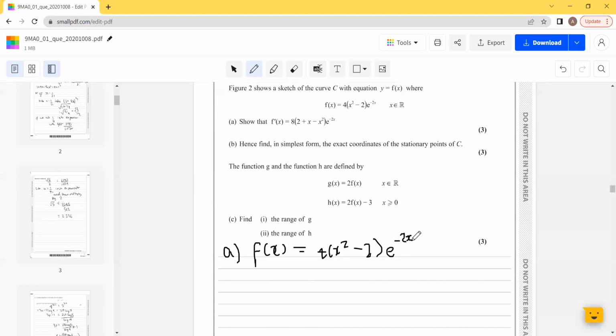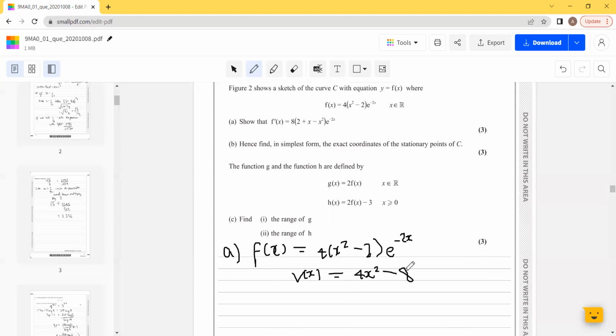Okay, so if you wanted to work out the derivative, I would suggest using the product rule. Obviously, you could expand it out and then do it, but I'm just going to suggest that we use the product rule. So if we use the product rule, I'm going to say that v of x is equal to 4 times x squared minus 2, so 4x squared minus 8.